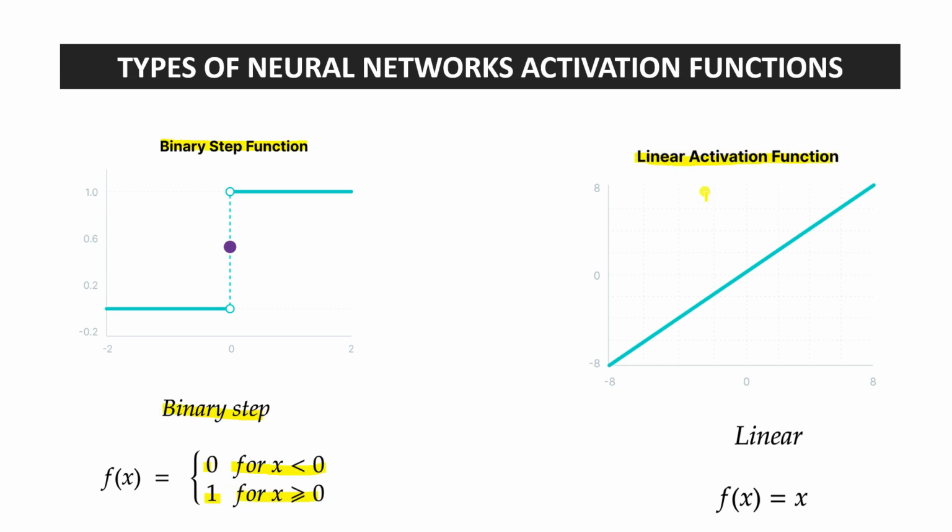So what is the linear activation function? The linear activation function is also known as no activation, or the identity function, because it multiplies with just an x. The activation is proportional to the input.